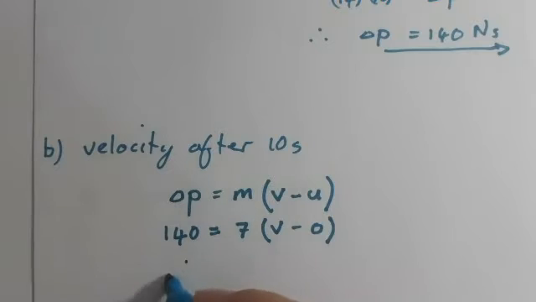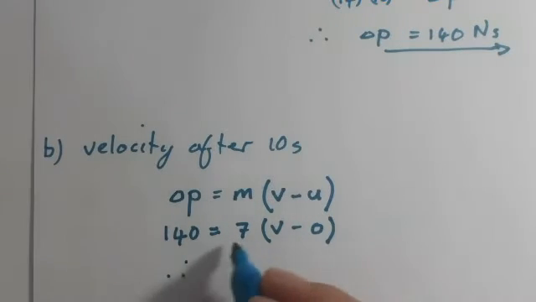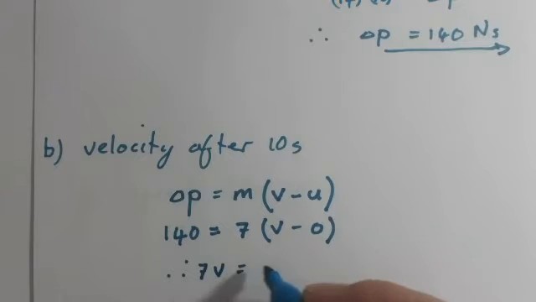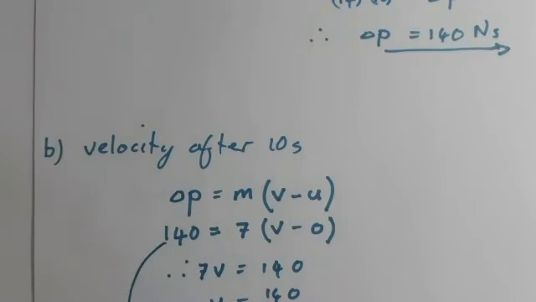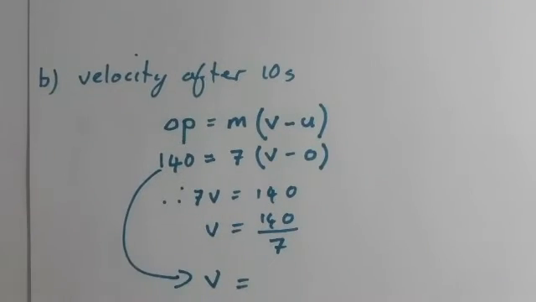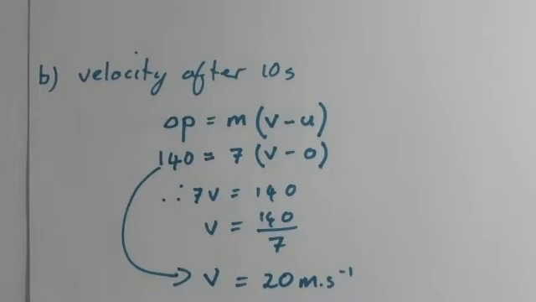Okay, so if we just manipulate this quickly, this would be 7v equals 140. Therefore, v is 140 divided by 7. I'm going the long route. You could have gone directly and said v is equal to 140 divided by 7 gives me 20 meters per second. Right. Any question on this?